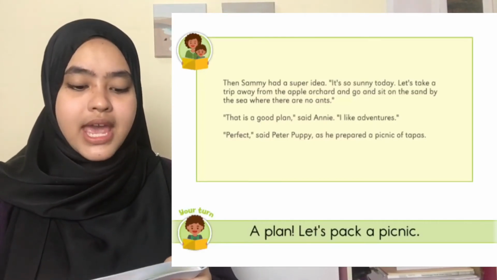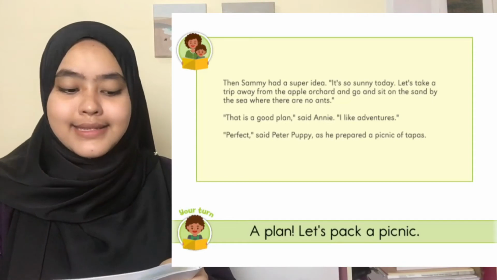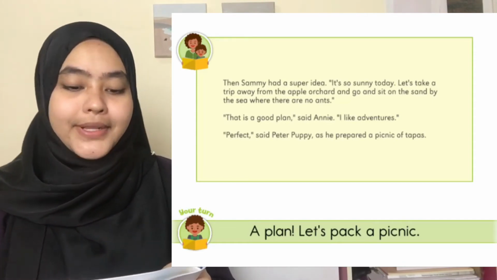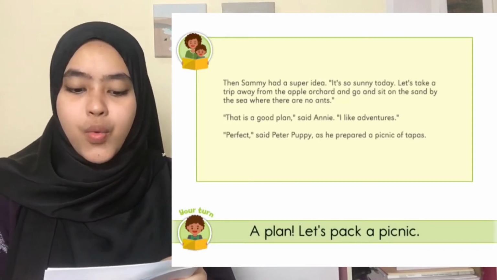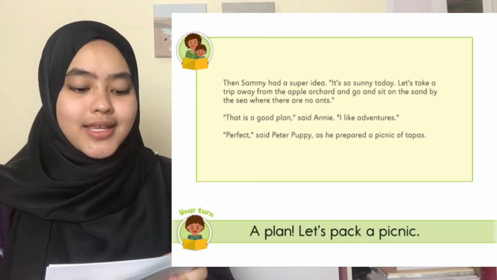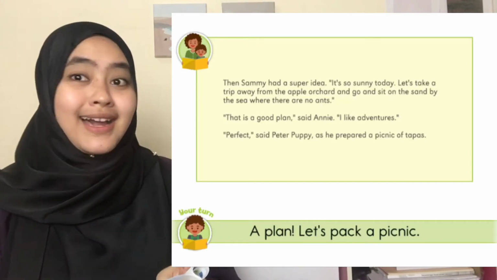Then Sammy had a super idea. "It's so sunny today. Let's take a trip away from the apple orchard and go and sit on the sand by the sea where there are no ants." "That is a good plan," said Annie. "I like adventures."